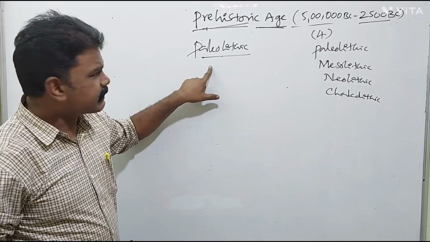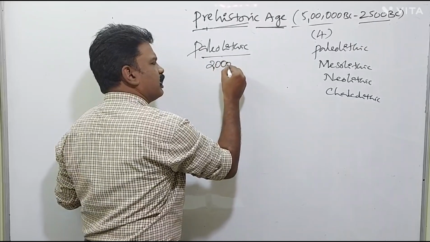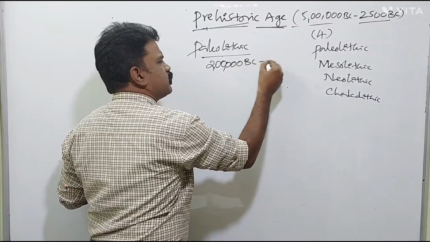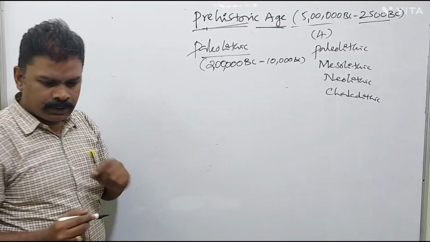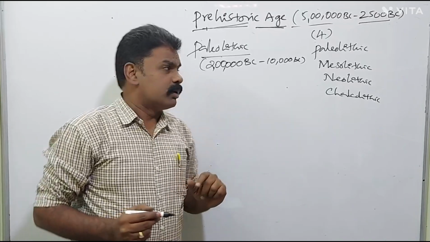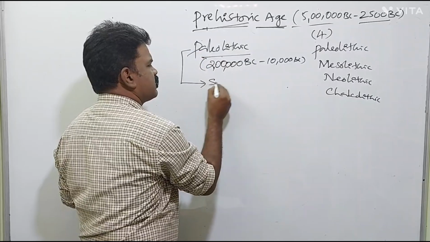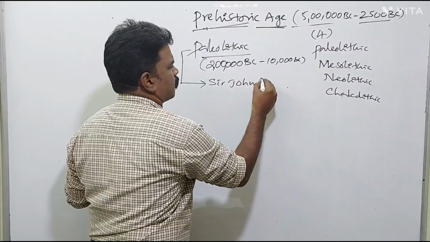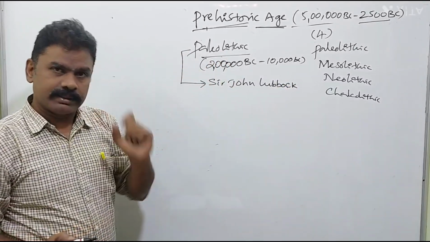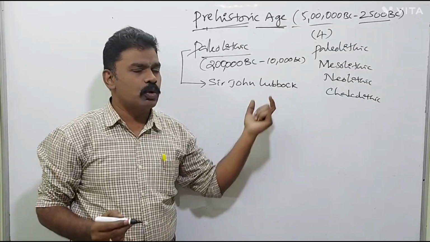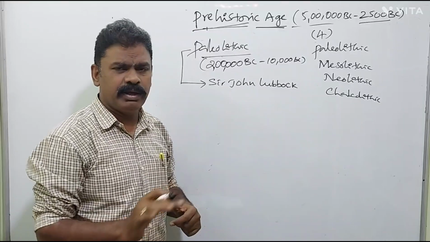The Paleolithic age, in the Indian context, started from 2 lakhs BC and continued to 10,000 BC, as we already discussed. Sir John Lubbock coined the term Paleolithic. He was the first person who coined Paleolithic and Neolithic, but he did not mention Mesolithic anywhere.